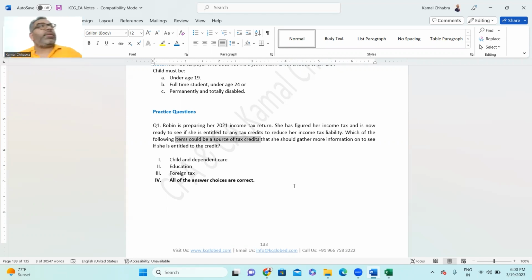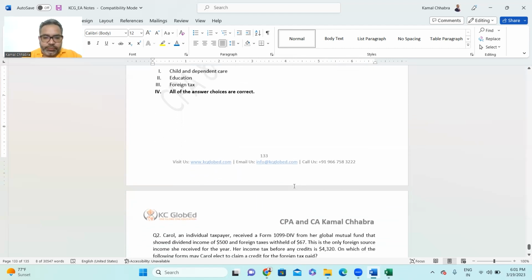If she has any child, then yes. If she has any dependent, then yes. If she is doing any higher education or if she is doing any investment on education, then yes. If she has any foreign taxes paid, then the answer is yes. Cool. So this is it on the tax credit side.